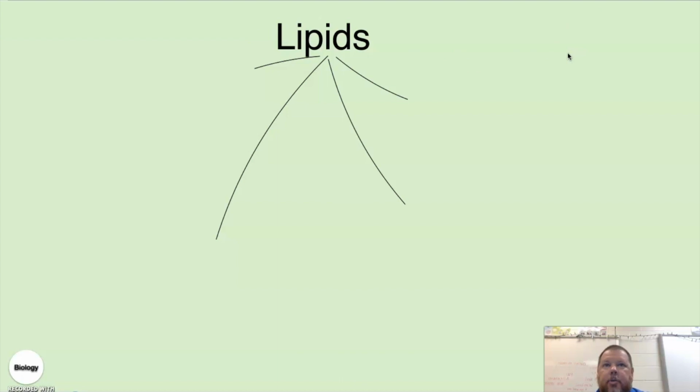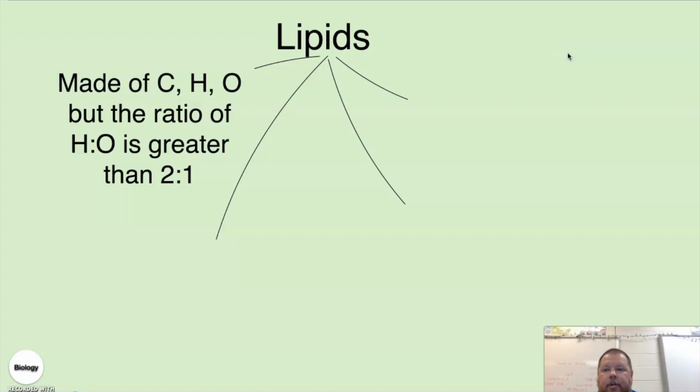Alright, so in this lecture we're going to talk about lipids. Remember, these are going to be macromolecules, but these are not going to be polymers. First off, they're going to be made of carbon, hydrogen, and oxygen, which, remember, are the same elements that we find in a carbohydrate. However, the ratio of the atoms is going to be different.